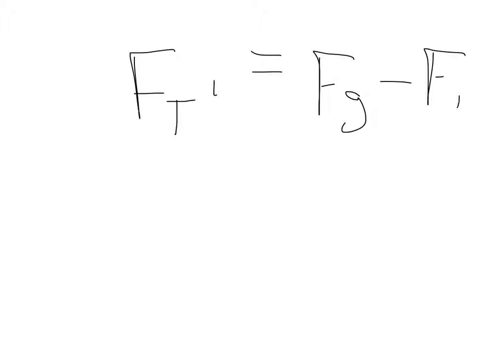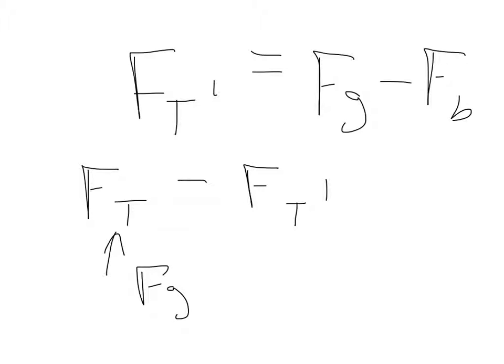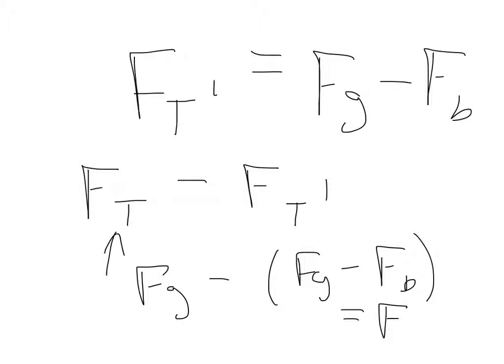So from that earlier, if you remember, we had that Ft prime is equal to Fg minus Fb. So if we now take Ft, subtract Ft prime from it, since Ft is just equal to the weight, we have Fg minus Fg minus Fb, which equals Fb. So the difference between the two tensions is the buoyancy force.